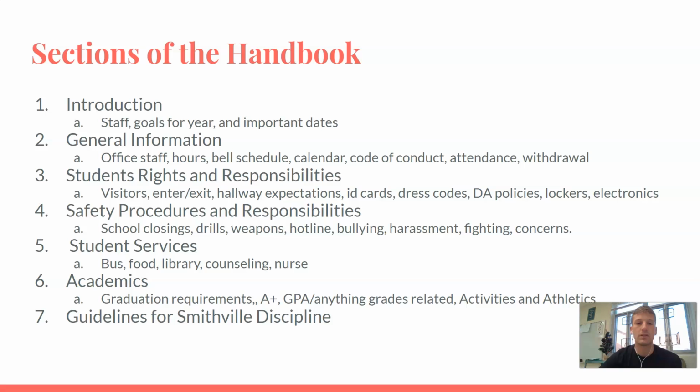Hallway expectations, which is written on a warrior matrix is what we call it. And it just tells you how to behave in the hallway. ID cards, which are needed to get lunch and any other thing that you're going to purchase within the school. Dress codes, drug and alcohol policies, lockers, and then like what you do with your electronic devices. So the rules for that as well.